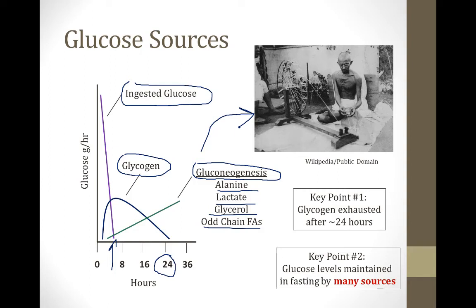So a couple of key points about glucose sources. The first one is that the glycogen in your body is exhausted after about 24 hours. If you see a board question describing someone who's been fasting for 3 or 4 days, the glucose in their plasma is not coming from glycogen at that point in time. Key point number two is that glucose levels are maintained in fasting by many different sources. The glycogen is quickly depleted, and all these structures here help to provide glucose for the plasma.